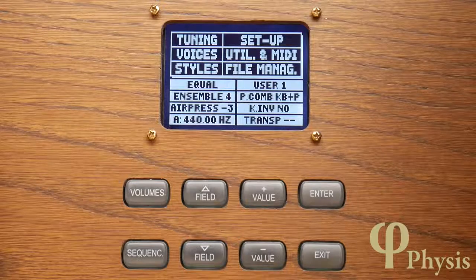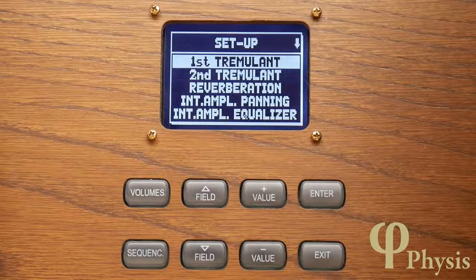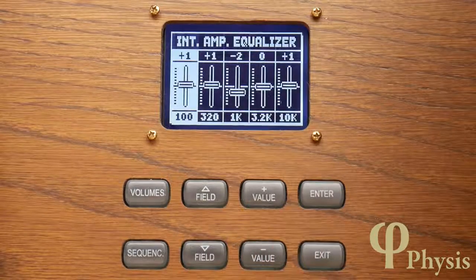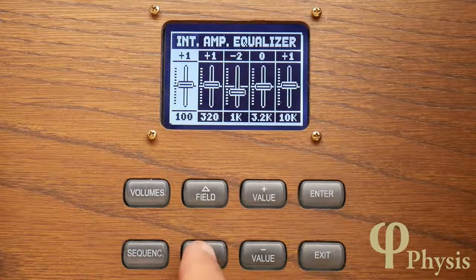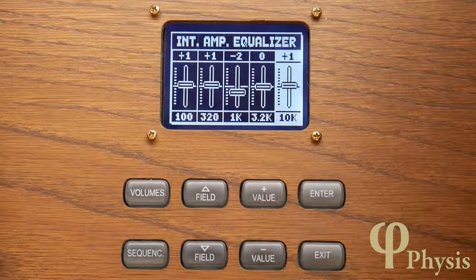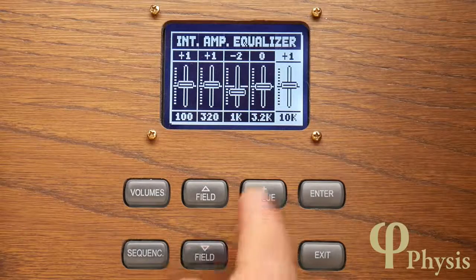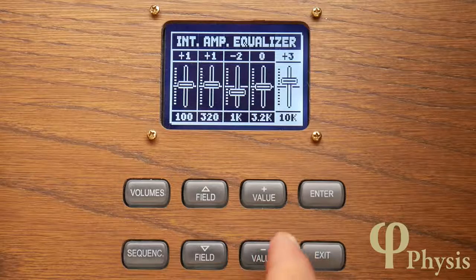The internal audio system's tonal balance can be adjusted using the 5-band equalizer that's accessed from the Setup menu. You can scroll down here to the internal amplifier equalizer, and here you'll see that there are 5 sliders, each controlling the level of frequencies ranging from 100 Hz up to 10 kHz. That is from the bass to the treble. And there's a range of 8 decibels either way on these sliders.